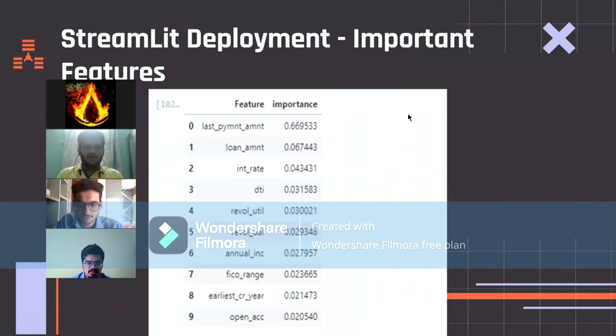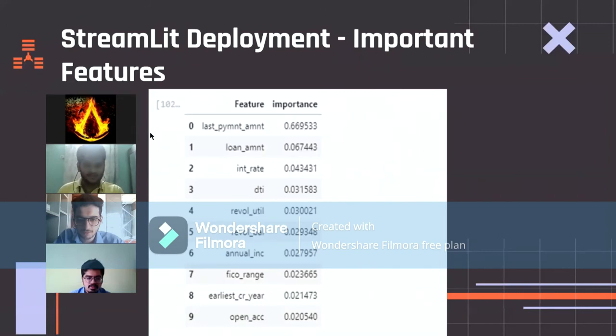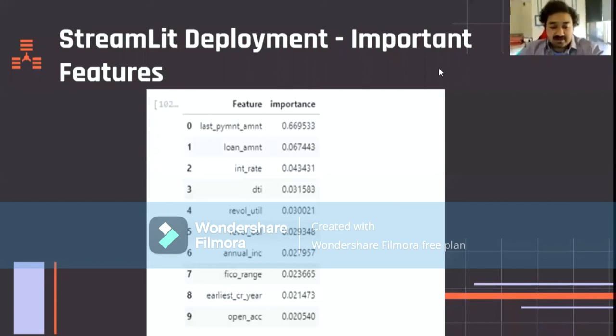We have these important features, which will be explained by Aditya. Hello, I'm Aditya Iyengar, and I will be explaining the parts about the deployment and the end-to-end website development.